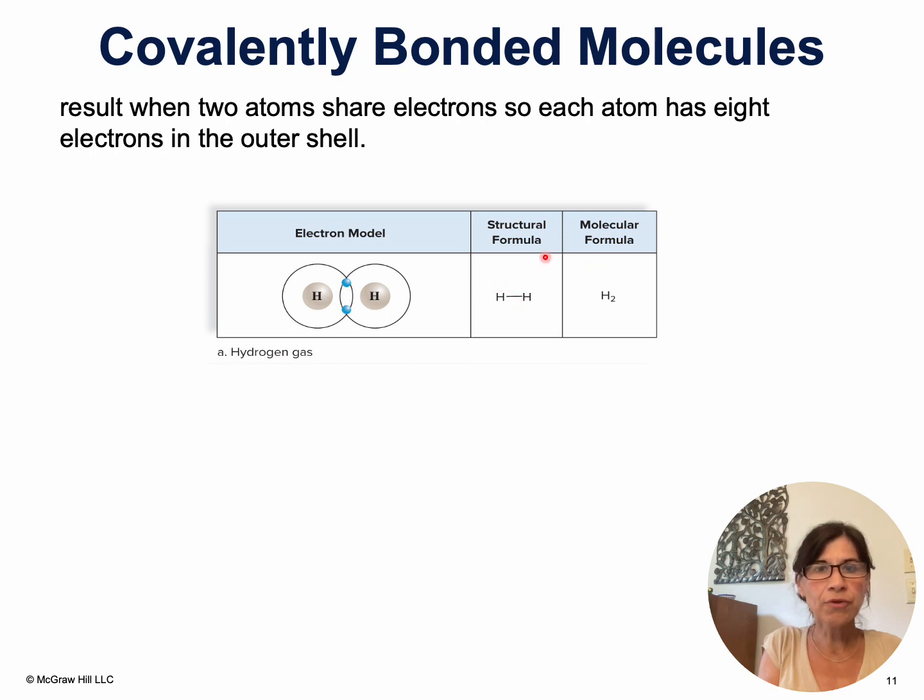Don't worry about this. This is the molecular formula I talked about, H2, because this is hydrogen and there are 2 atoms, and this is a molecule of hydrogen. It is a covalently bonded molecule. It's nonpolar because those electrons are shared equally.